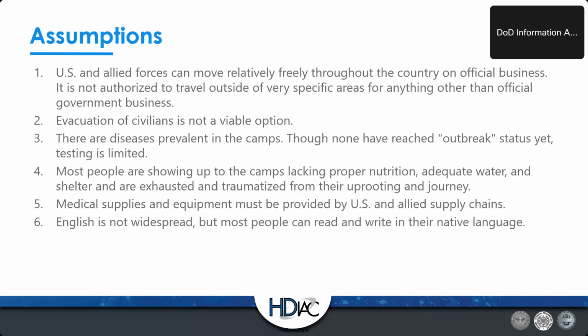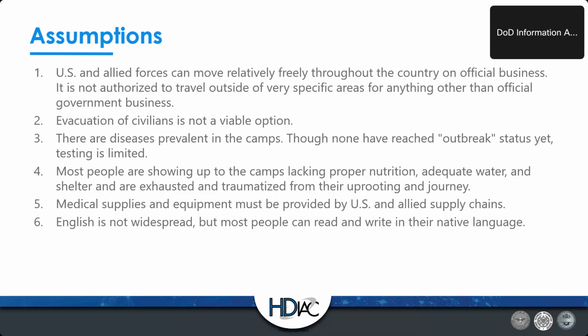And then we threw out some assumptions. One was that U.S. and allied forces can move relatively freely throughout the country on official business, but they're not authorized to travel outside of very specific areas for anything other than official government business. So they're kind of also stuck to the camps mostly. Evacuation is not a viable option. There's just too many people. There's not enough infrastructure to get them out, and a lot of people don't want to leave.